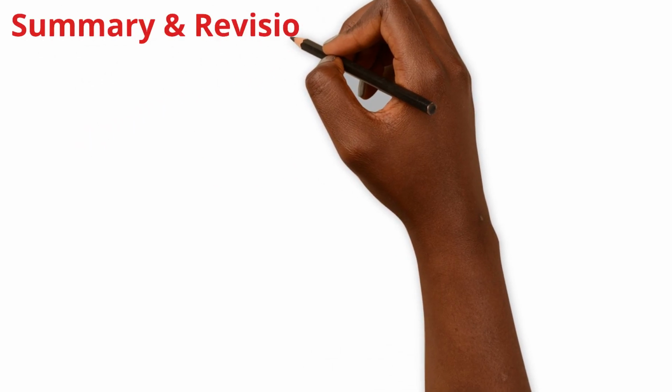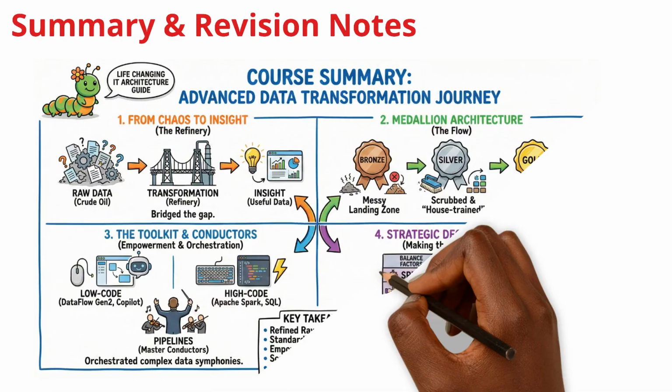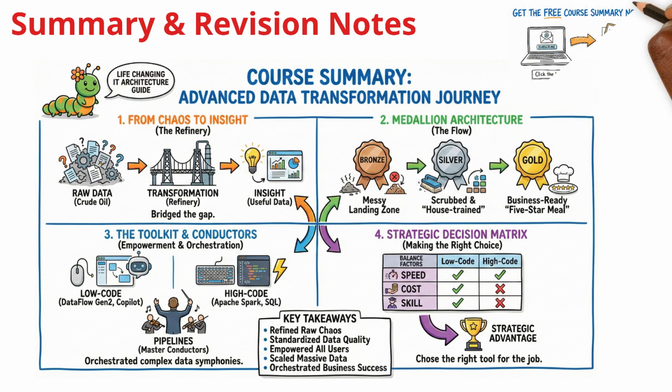In this course, we journeyed through the sophisticated world of advanced data transformation. We started by recognizing that raw data is like crude oil, full of potential but useless until refined. We established that transformation is the refinery that bridges the gap between chaos and insight. We explored the Medallion Architecture, where we tracked data moving from the messy bronze landing zone through the scrubbed and house-trained silver layer, and finally into the gold layer, the 5-star meal of business-ready insights.